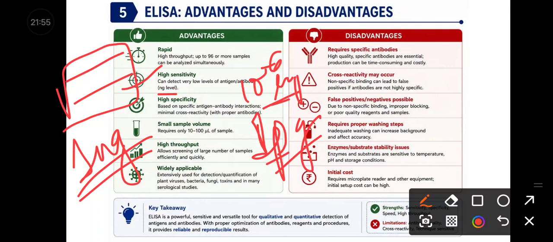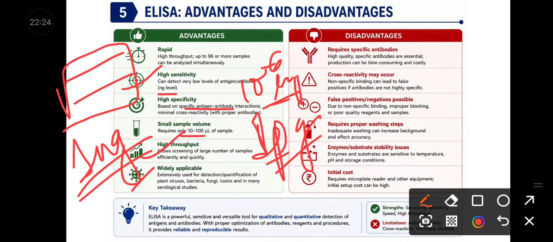Then the reaction is very specific. It is highly specific because of the specific antibody and antigen interaction. Then it requires a very small sample volume because small wells are there, so only 10 to 100 microliter of sample is sufficient. Then it is a high throughput technique. Then it is widely applicable for detection and diagnosis.